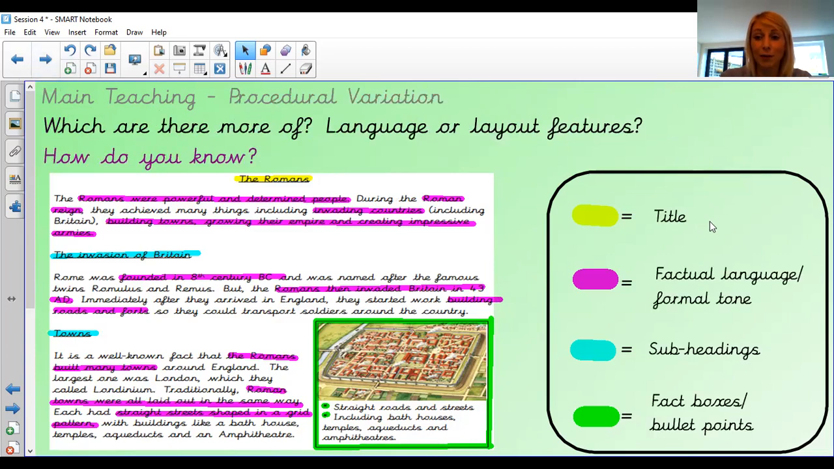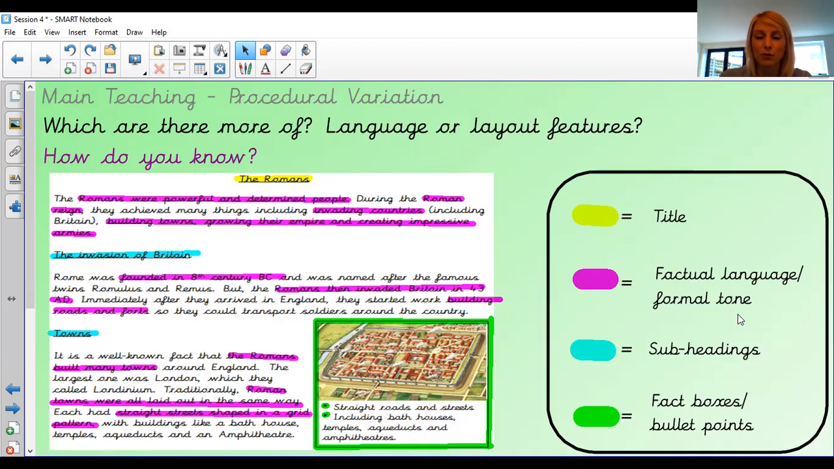So in the yellow, it was the title, just that main title at the top, okay? Then the purple, I was right, wasn't I? I was looking at factual language and a formal tone. So all of those sort of topical words that tell the reader the facts about the Romans, that's what I was looking for in the purple. So that writing and language really makes this clear that it's a report and not a story, doesn't it?